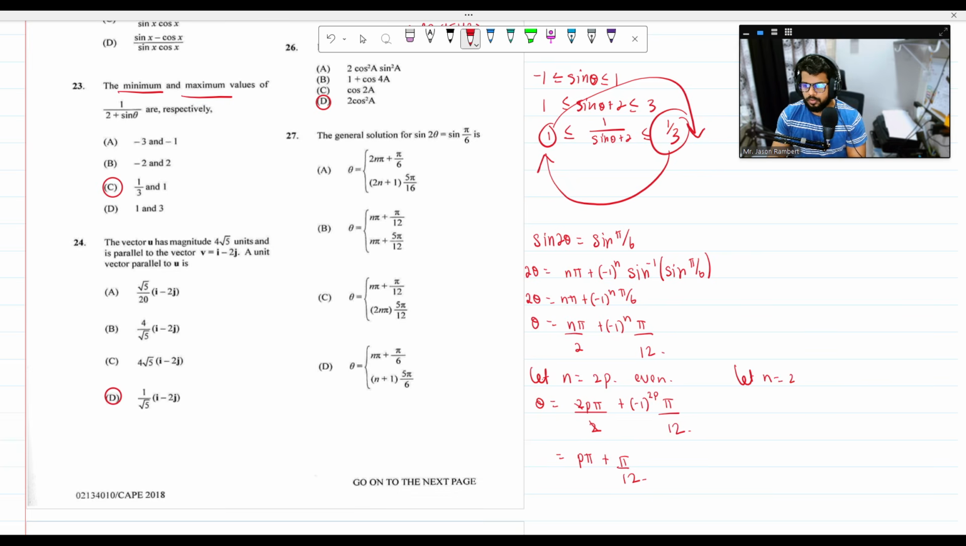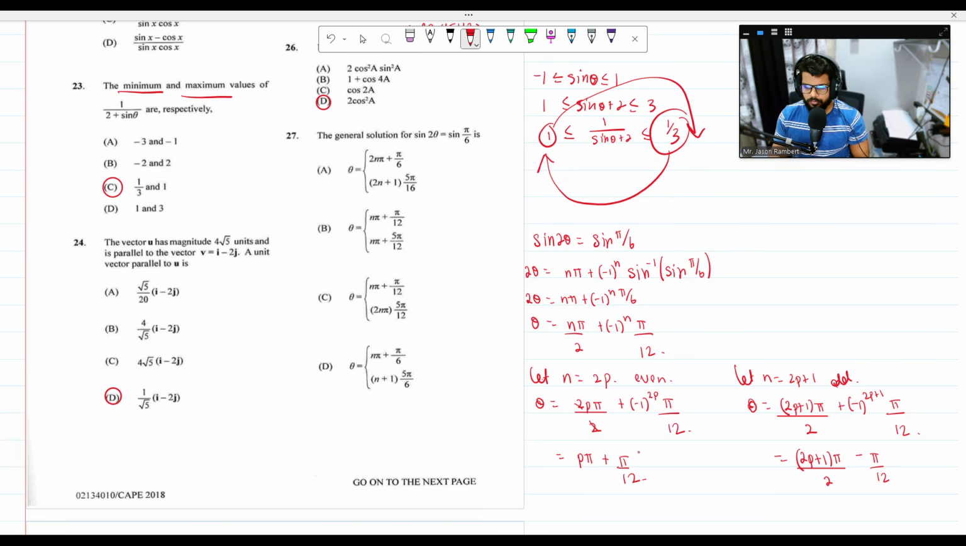Next, let n be 2p plus 1, which is going to be my odd power. So theta is 2p plus 1, that is n, pi, over 2, plus minus 1 to the power 2p plus 1, pi on 12. Minus 1 to an odd power is going to give me minus 1. So this is going to be 2p plus 1 pi over 2 minus pi on 12. Now we could fix this up depending on the answers that they give us, right?